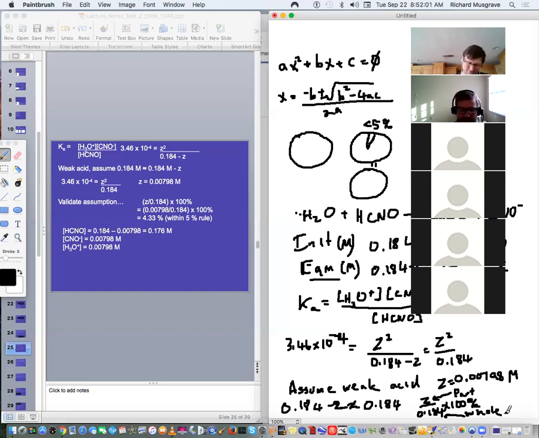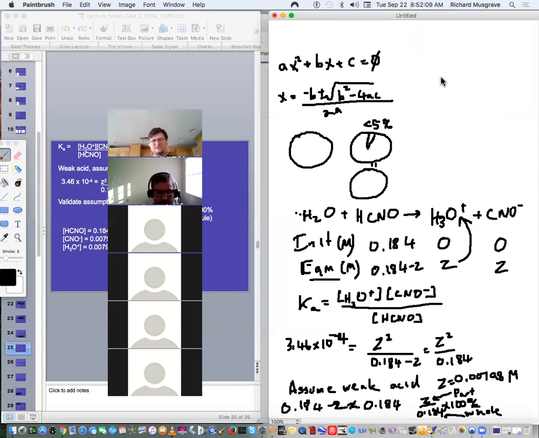Now, once we get Z, then we can do the last part here, which involves finding the concentration of each species in solution. So there's one other step we need to make here. The HCNO is 0.184 minus Z, which is 0.00798. If we do the math with the correct significant figures, we get 0.176.